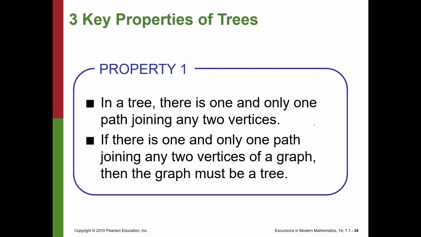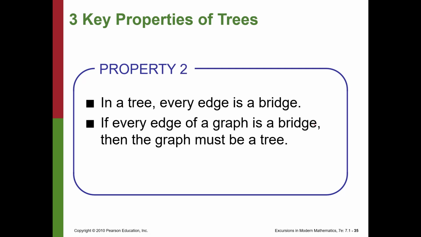So this brings us to one of the 3 key properties of trees. Property 1: in a tree, there is one and only one path joining any 2 vertices. And the converse of that is, if there is one and only one path joining any 2 vertices of a graph, then the graph must be a tree. In a tree, every edge is a bridge, and if every edge of a graph is a bridge, then the graph must be a tree.